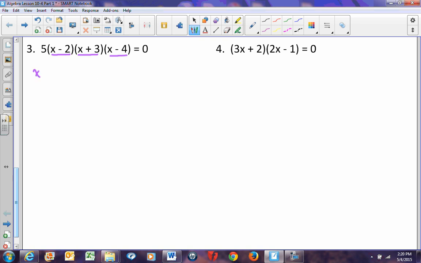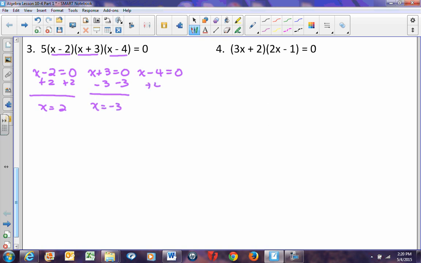So we have x minus 2 equals 0, x plus 3 equals 0, x minus 4 equals 0. So add 2 here, x equals 2, subtract 3 here, x equals negative 3, add 4 there, and x equals 4. So our solutions are x equals 2, negative 3, and 4. Those are our possible solutions to this particular equation.